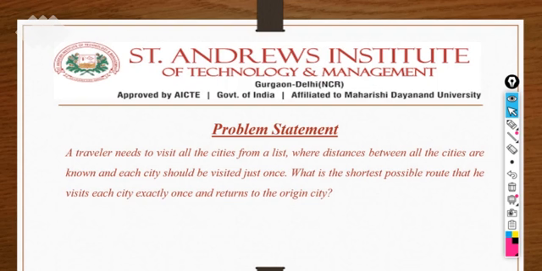The problem statement is: a traveler needs to visit all the cities from a list where distances between all the cities are known, and each city should be visited just once. What is the shortest possible route that he visits each city exactly once? No, he will not repeat the city. He will visit the city exactly once and return to the original city again.